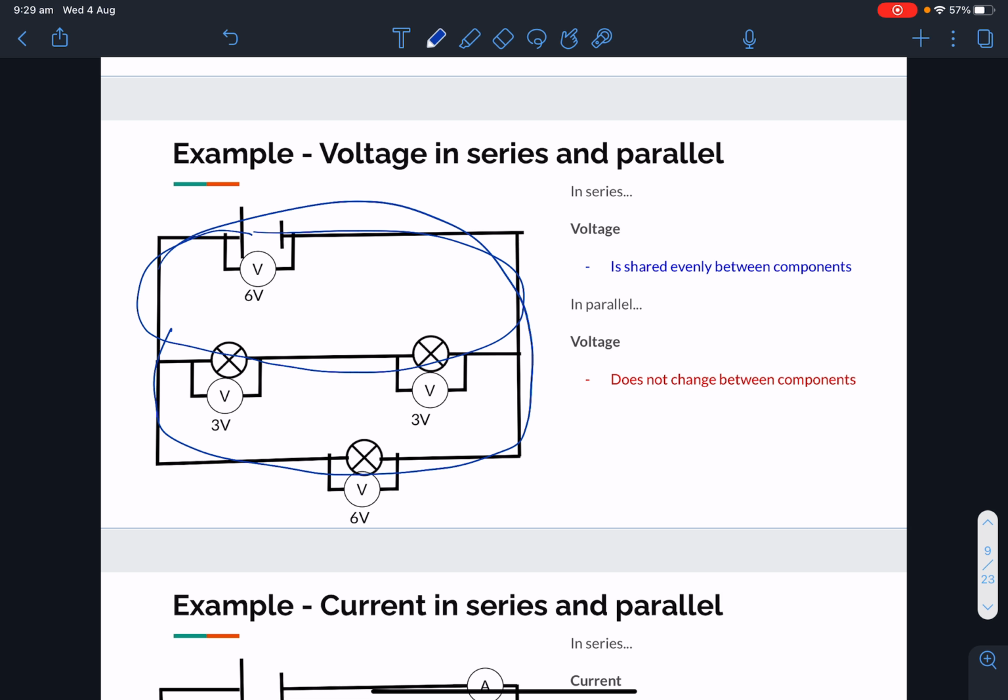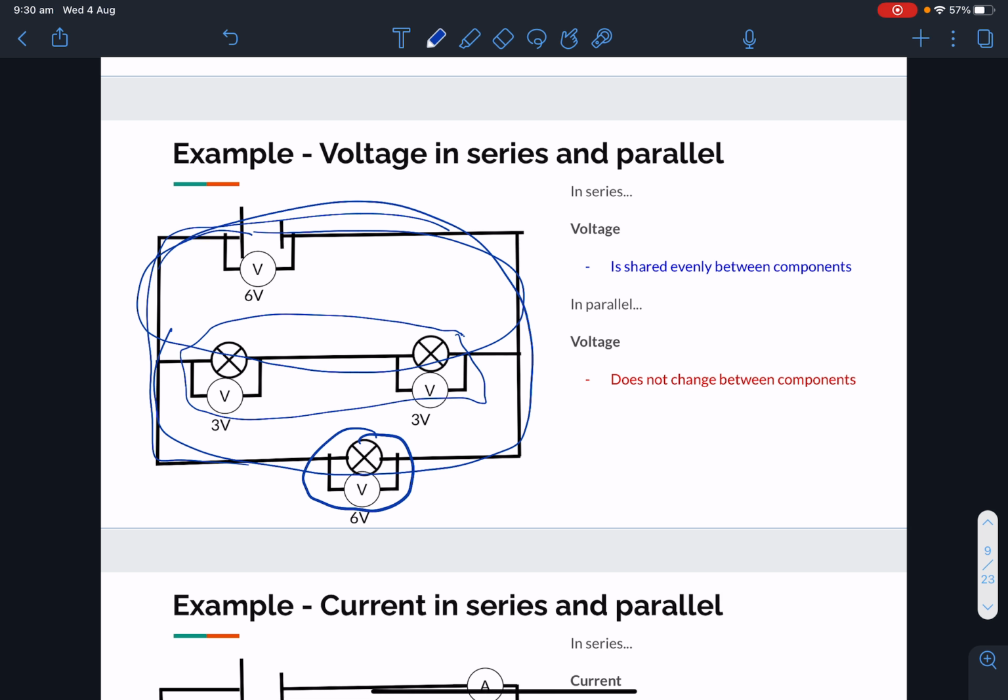Okay, so we learnt that each loop gets the same voltage as the power pack. So 6 volts is given out by the power pack. This first loop gets 6 volts and the second loop gets 6 volts. If you look at the outer loop here, there's only one component on that loop, so it gets the whole of the 6 volts.